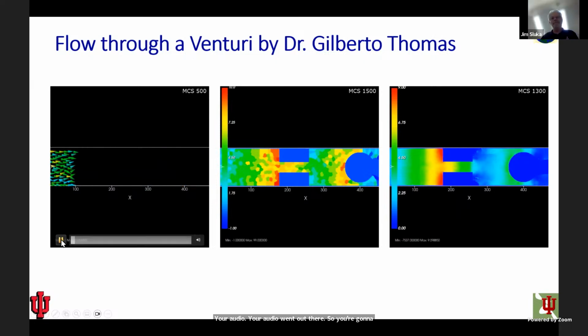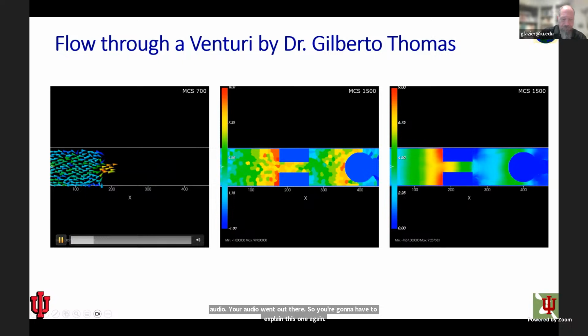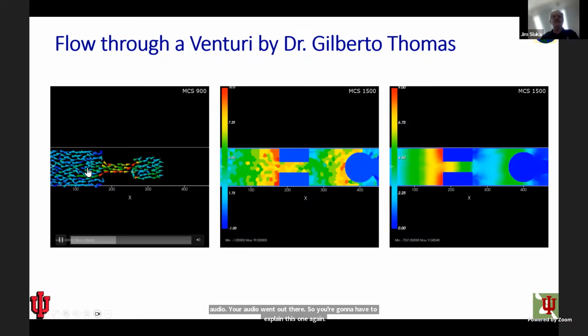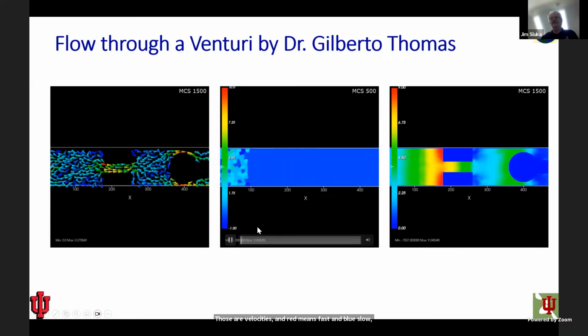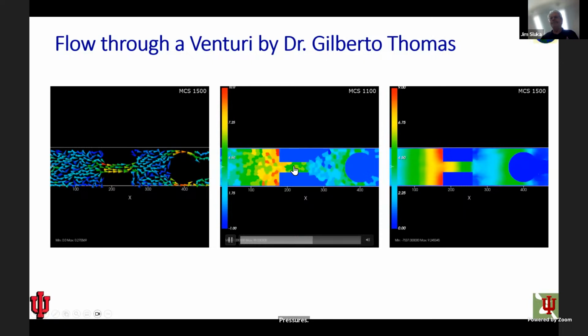Should I start this one? Yeah. So those are velocities, and red means fast and blue is slow. And so it's accelerating as they go through the constriction. This is the individual cell pressures. See the pressures go up at the constriction and drop.